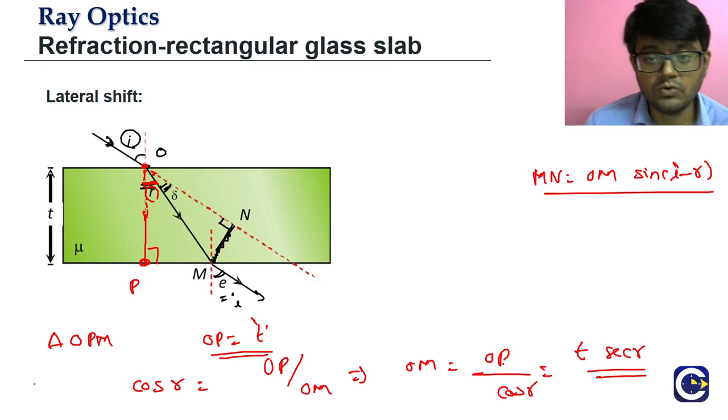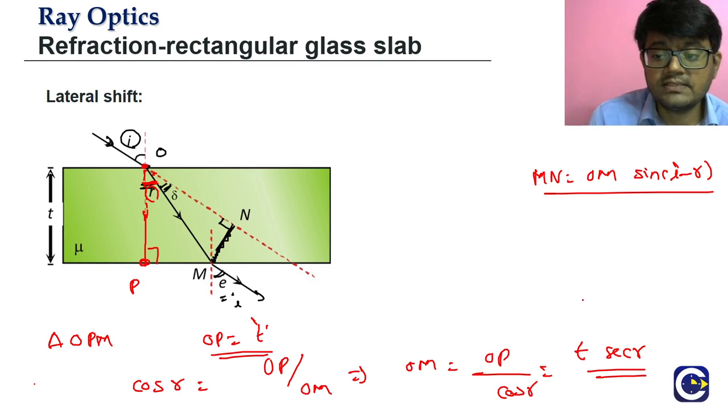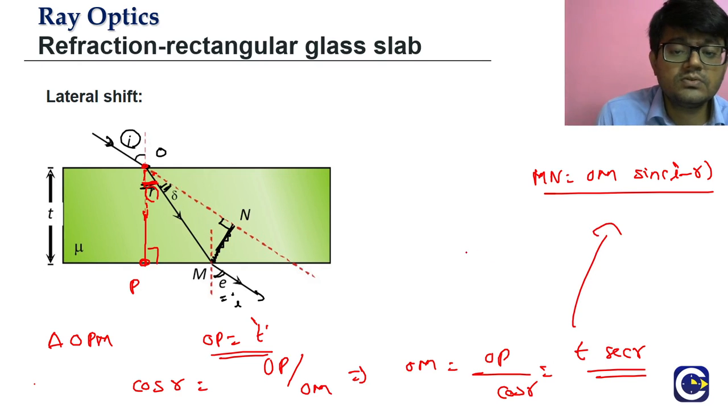So OM is what? OP by cos R. We can write it as what? OP is T. 1 by cos R we can write as secant R. Now as it is, we'll just have to go and substitute. So what is the MN value? Finally we are getting MN is equal to what?